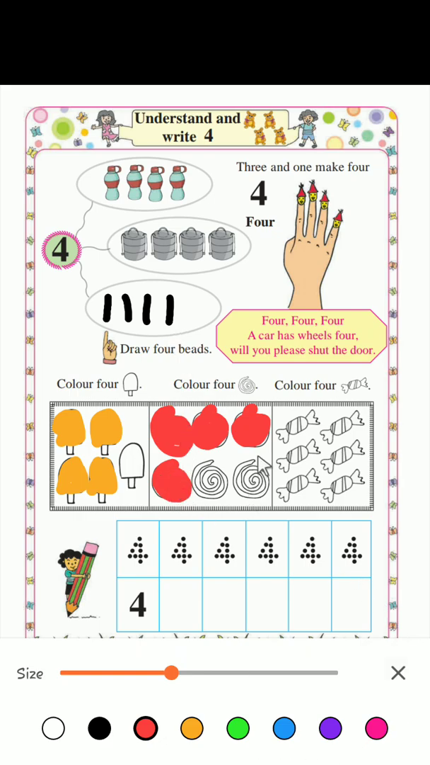4. Color 4 chocolates. Here 1, 2, 3, 4, 5, 6 chocolates are there, and we need to color only 4 chocolates. 1. You will color properly in your textbook. 2, 3 and 4.